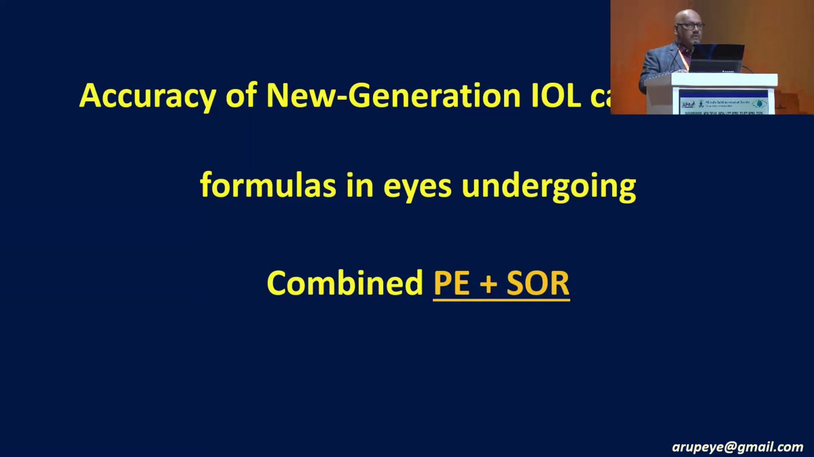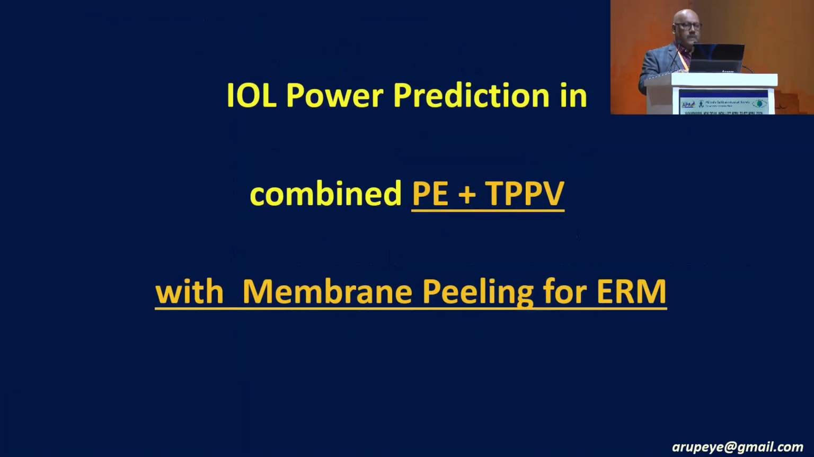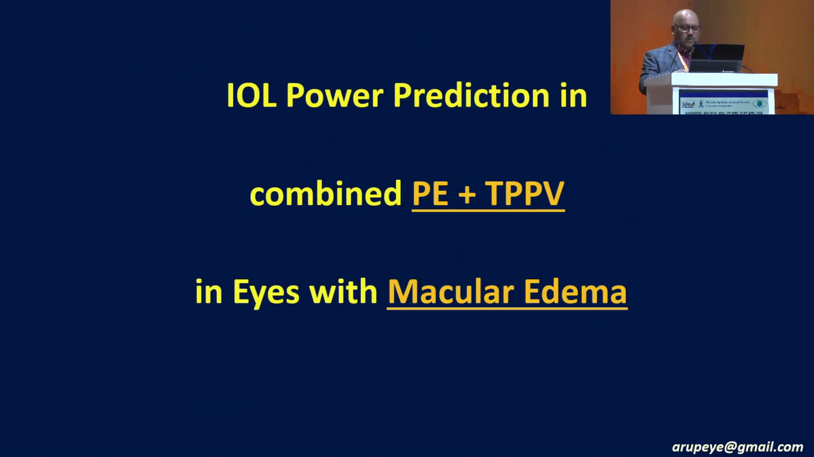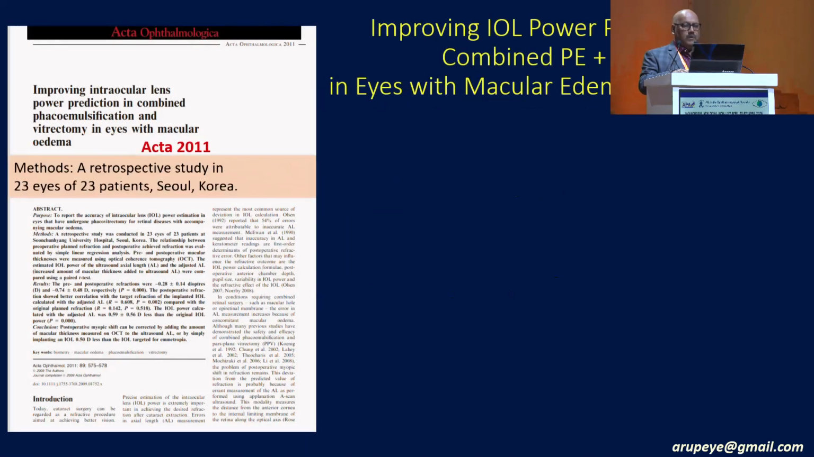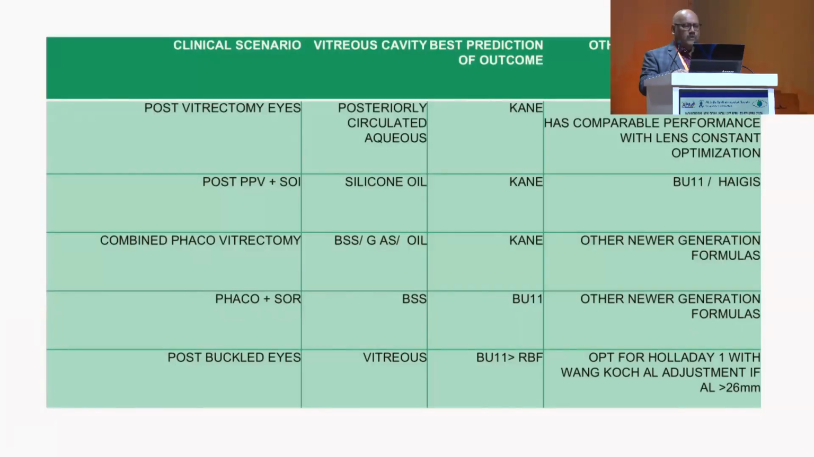Now, when you're doing a combined phaco with silicone oil removal, again, the EVO formula appeared to do best for these kinds of situations. And when we do vitrectomy with membrane peeling for epiretinal membrane, then the Kane formula seemed to have given the best result according to this particular study. If you have a patient with macular edema and optical biometry has not been possible, and you have done ultrasonic biometry, it has been our experience that you get a postoperative residual myopia in these patients. So it is a good idea to reduce the IOL power by maybe about 0.5 diopter.